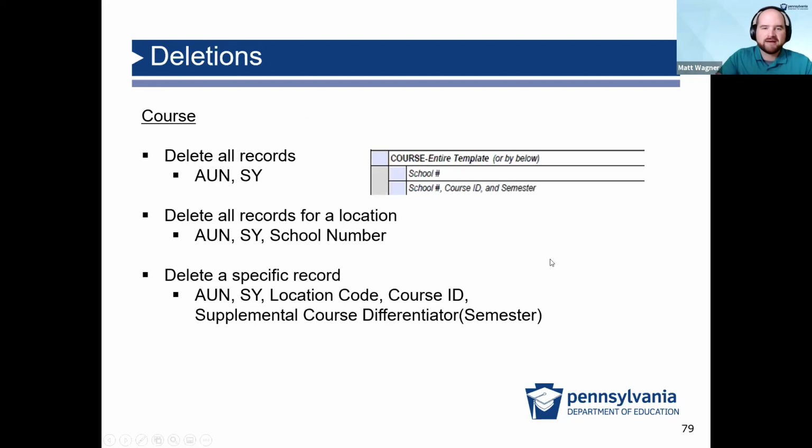So for course, you have a couple different options. You can delete everything at the top, course entire template, and that will take out your course template, your course instructor template, and your student course enrollment template. You can delete by school number. So you can delete everything from a school code, and then you can delete specific courses themselves from each building or any building that you need to.